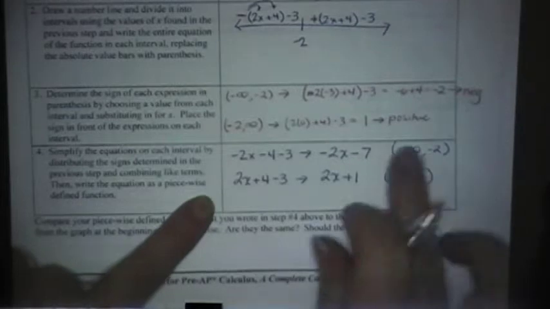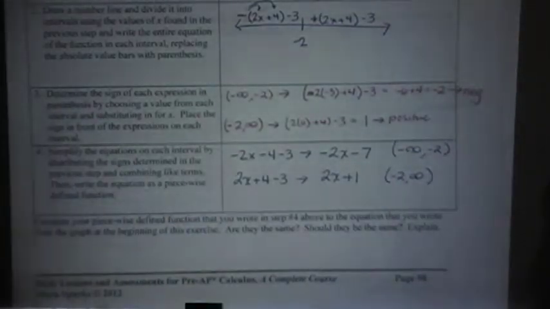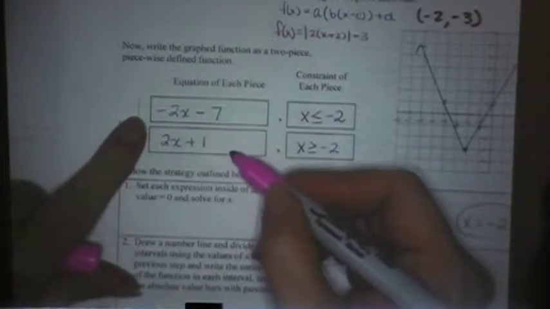Now if you look at what we've just done, we have just come up with the exact same equations, this and this, as we got up here. And that we did without graphing. So let's do another one on the next page without graphing it first. So we're just going to go step by step like we just did.